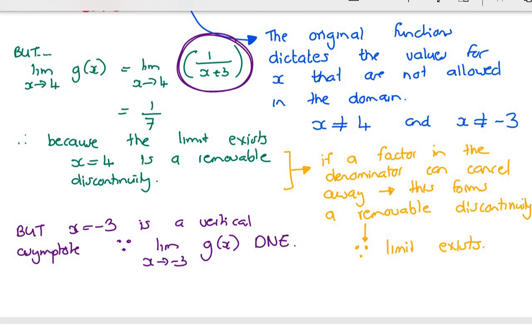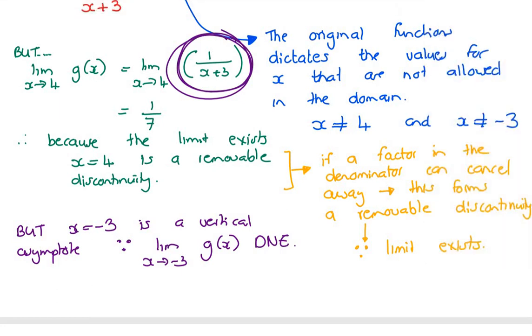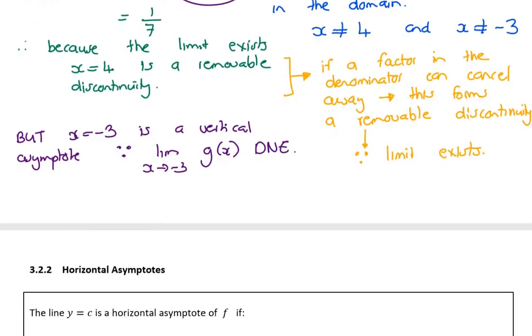If you can cancel the problem away, so it means that that value is still not part of the domain, so you still are not allowed to be equal to 4, but you can actually get rid of that problem, you form a removable discontinuity. So this actually would be a hyperbola. If you think about it, that's a hyperbola. Fairly easy hyperbola for us to draw. It just has a hole in the graph because it has a removable discontinuity at 4. Okay, so that's vertical asymptotes. Really nice and easy as long as you get your head around this idea of the difference between a vertical asymptote and a removable discontinuity.